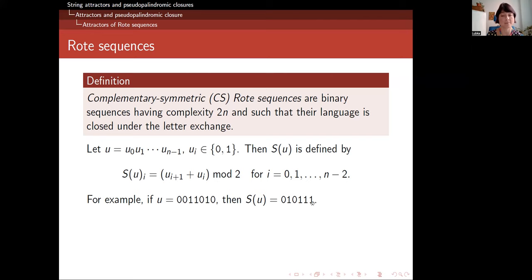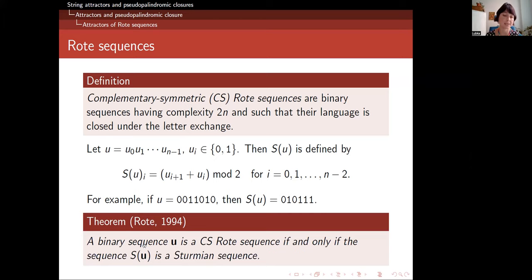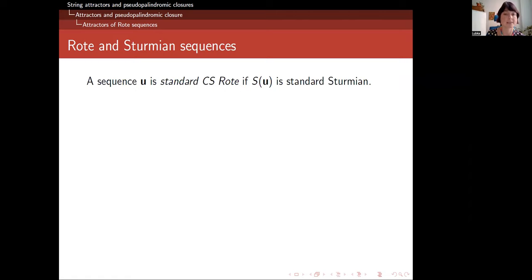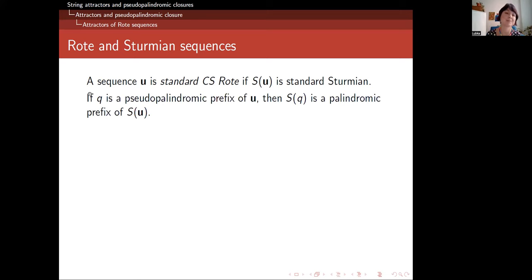And now Rote showed that a binary sequence U is a complementary symmetric Rote sequence if and only if the sequence S of U is a Sturmian sequence. So there's such a close connection to Sturmian sequences. And moreover, we may define a standard complementary symmetric Rote sequence, that's a sequence such that S of U is a standard Sturmian sequence. And for such standard complementary symmetric Rote sequences, we can observe that the pseudopalindromic prefixes of U correspond exactly to palindromic prefixes of S of U, of the Sturmian sequence which is behind.